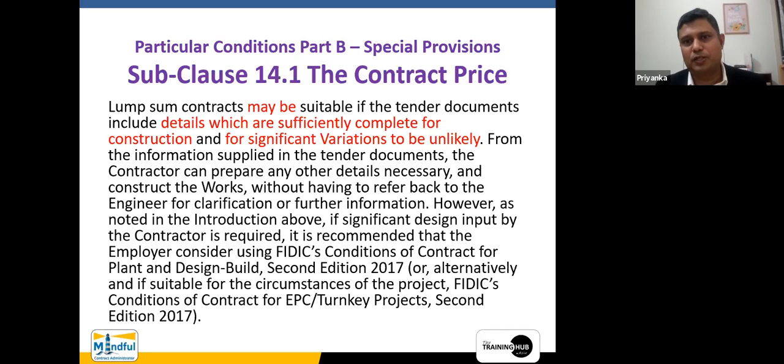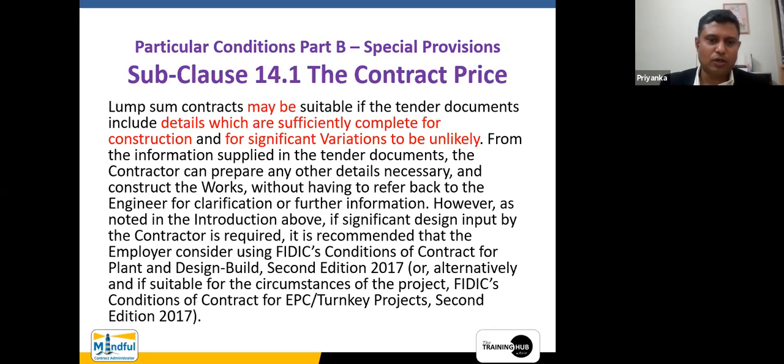a little bit of a guideline has been given in these special provisions. This is an exact extract from the FIDIC 2017 version. It says lump sum contracts may be, okay, may, it is discretional, okay, suitable if the tender documents include details which are sufficiently complete for construction, that I told you, right? And for significant variation to be unlikely from the information supplied in the tender documents, the contractor can prepare any other details necessary and construct the works without having to refer back to the engineer for clarification or further information.